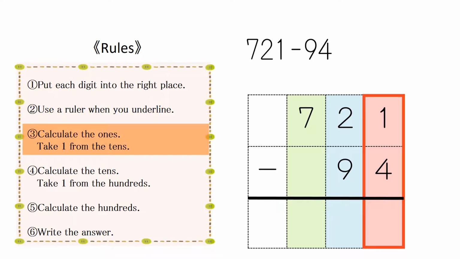First, calculate the ones, but we can't calculate 1 minus 4. So take 1 from the tens. Draw a diagonal line on the 2 in the tens place. And write 1 over the 2. 1, which is taken from tens, is equal to 10 in the ones place. So now we can calculate the ones. 10 minus 4 equals 6. 6 plus 1 equals 7. Write 7 in the ones place.